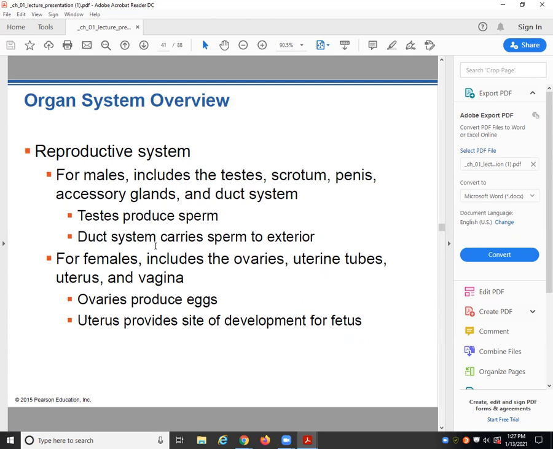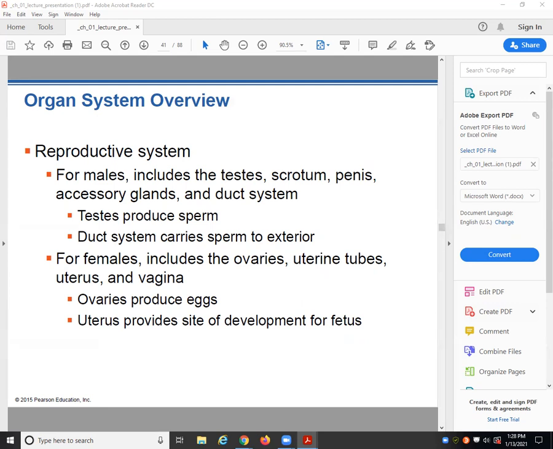All right, so this shows you the location of some of the urinary organs, like the kidney, the ureter, urinary bladder, and the urethra. Let's move on to the reproductive system.